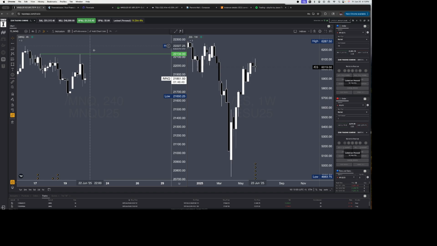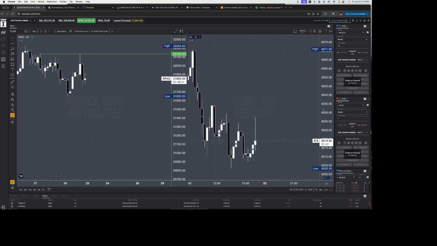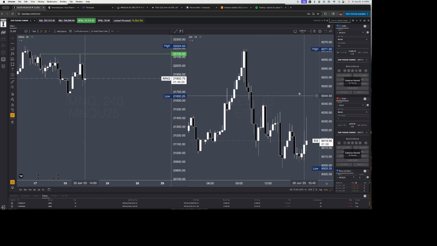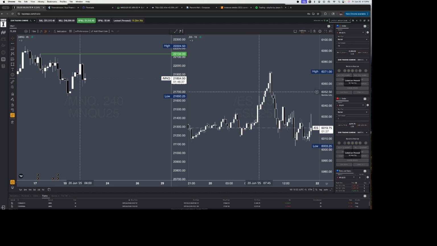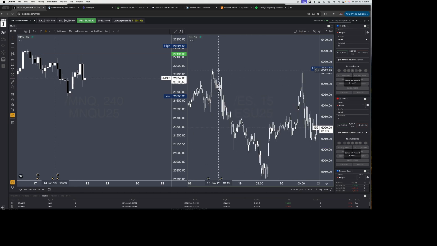But then going into today, I basically just had the 15-minute chart and used that. I took shorts, and the reason for that is because we had these highs right here that were kind of equal highs.